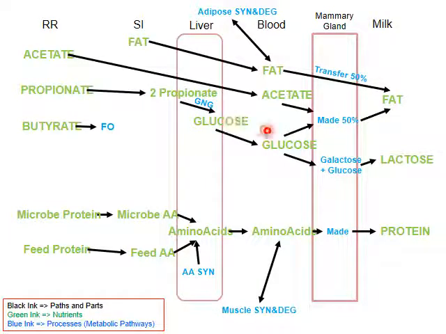That glucose passes to the blood. It's extracted by the mammary gland. The glucose stays as is. We rearrange another glucose, we make galactose. You stick those two together, and then you have lactose synthesis. Lactose is secreted into the lumen of the alveolus to form milk.